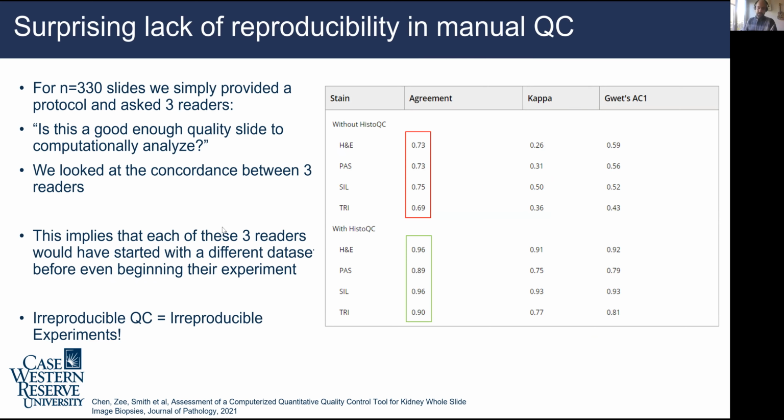So this is a very interesting idea, because if you think about it, if you have irreproducible quality control, so different people start with different data, then naturally you'll have irreproducible experiments. So we really need to have a consistent input in order to have a consistent output. And this is the basis of all sciences in general. And we're hoping to bring this to digital pathology.